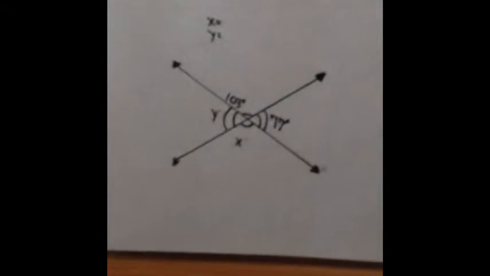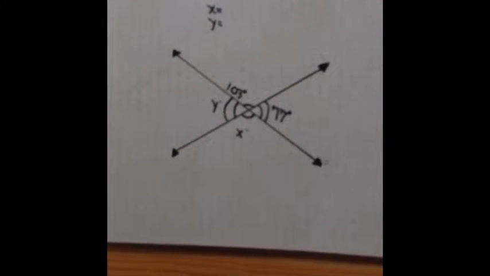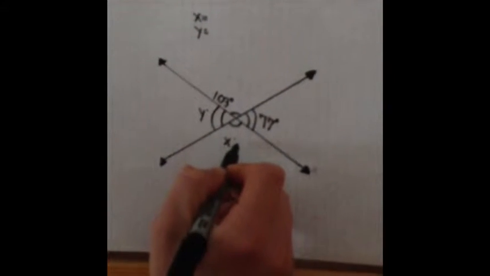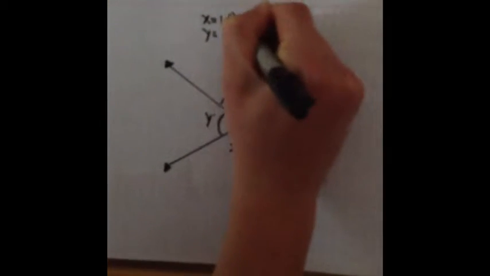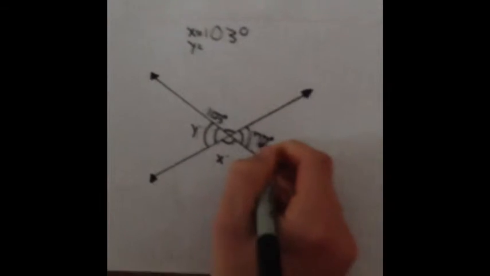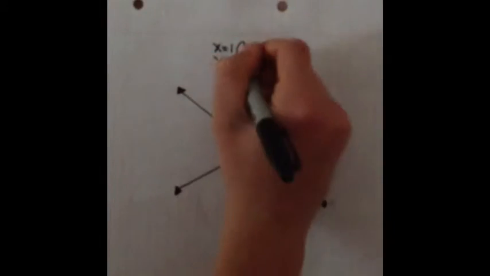Here we have two intersecting lines, so that means we have two pairs of vertical angles. Since 103 and x are on opposite sides, x will equal 103 degrees. Since y is opposite from 77 degrees, y will equal 77 degrees.